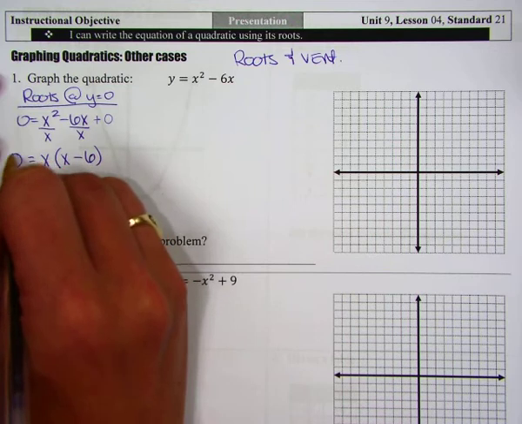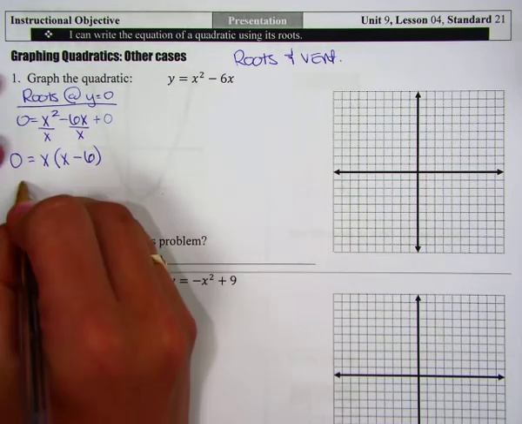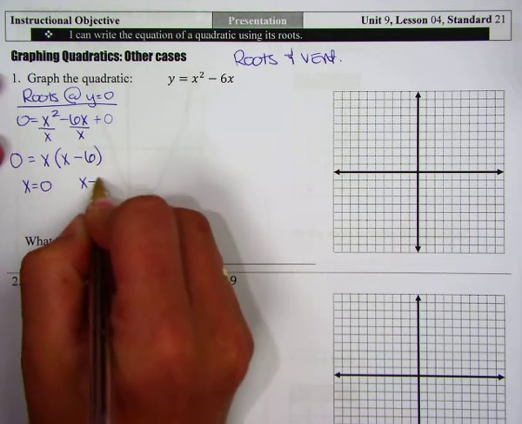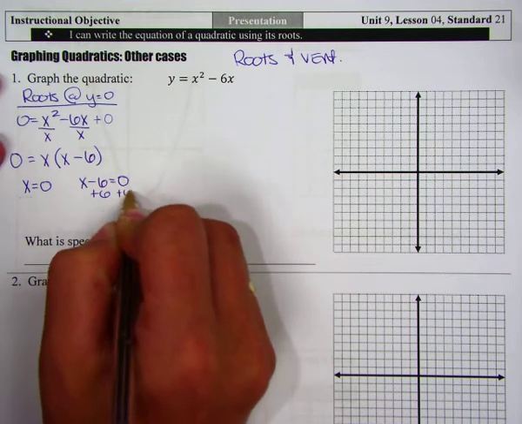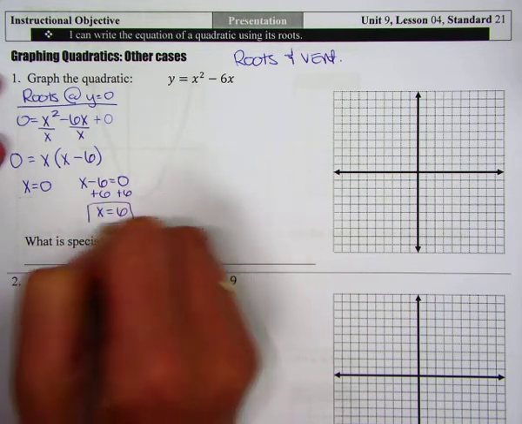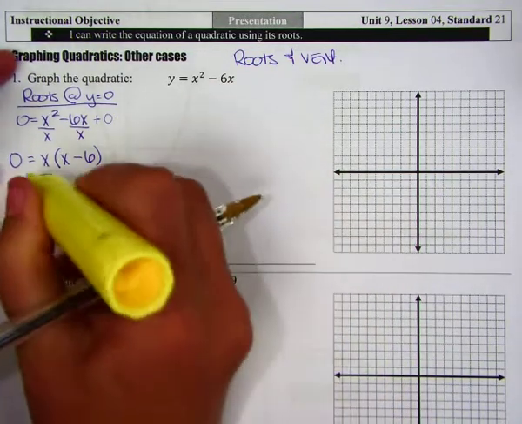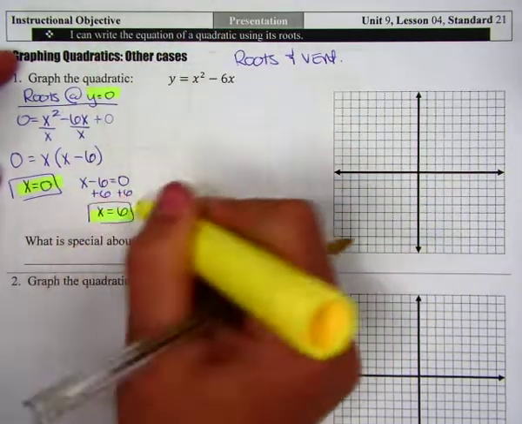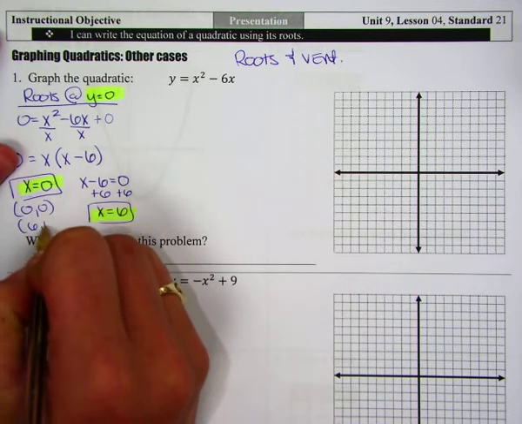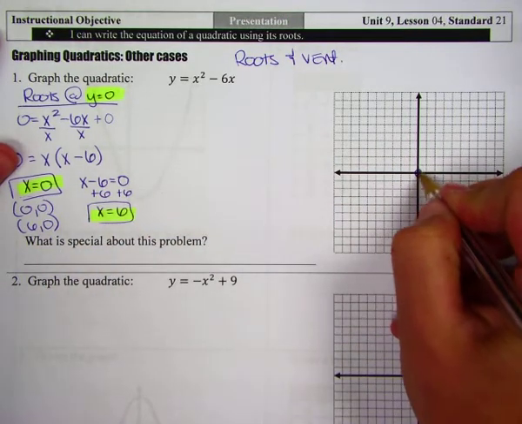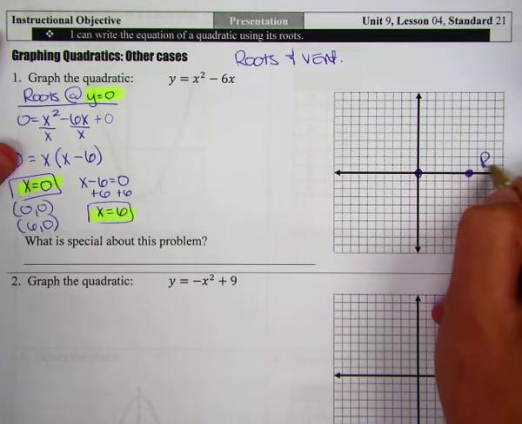And I'm left with 0 equals x times the quantity x minus 6. And I'm going to set each factor equal to 0. So x equals 0 and x minus 6, so I add 6. x equals 6. These are my two roots. So the points are (0, 0) and (6, 0). These are my roots.